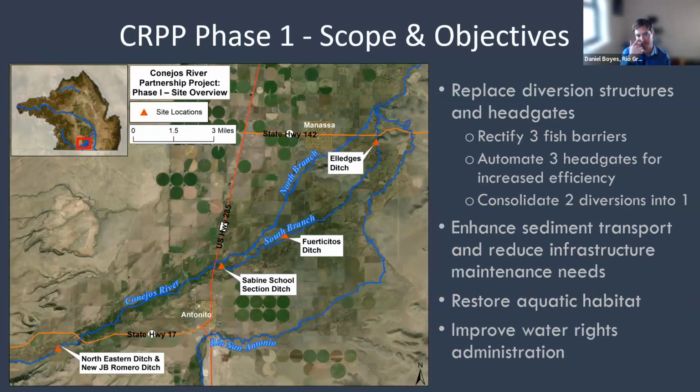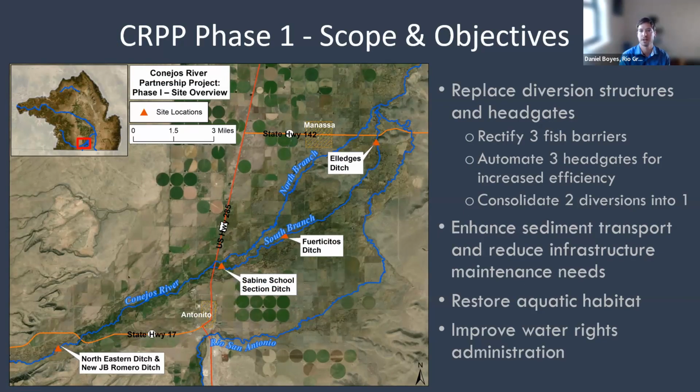So this map shows the scope of the project. It includes 4 project sites and 5 ditches. Starting on the downstream end on the right here, the Eliges Ditch, the Fuertecitos Ditch, Sabine School section, and then the Northeastern Ditch and New J.B. Romero Ditch, which are right next to each other.